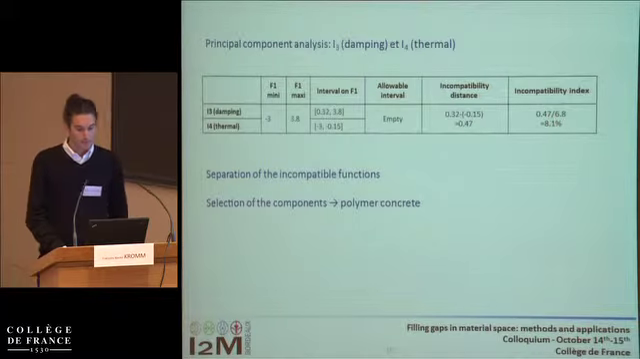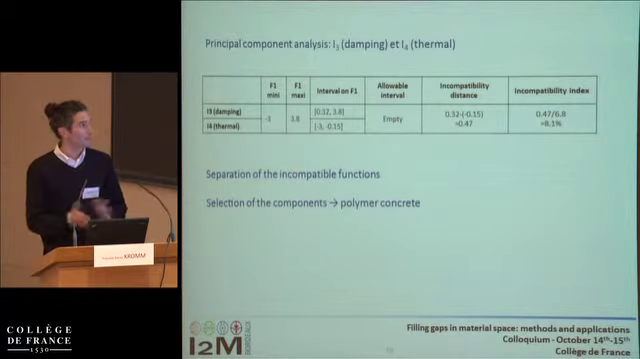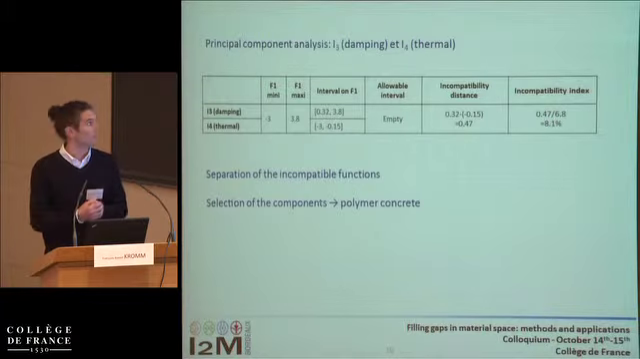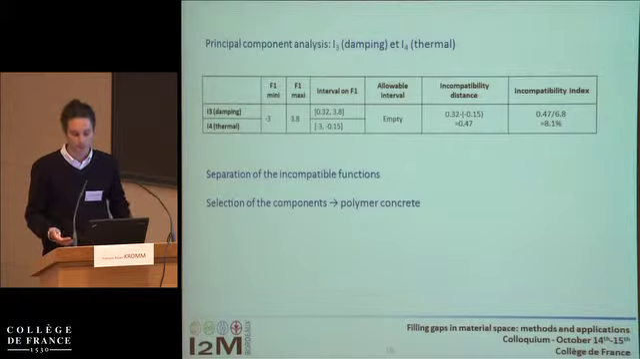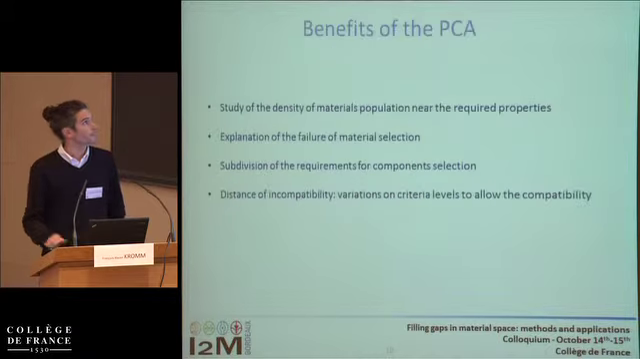So this resulted in a separation of the incompatible functions, which were thermal and damping functions, in two different sets of requirements. And then we proceeded to a classical selection of components, which resulted in polymer concrete for this application.